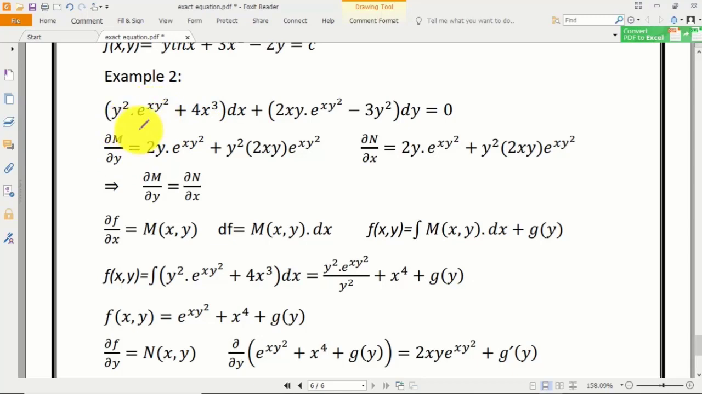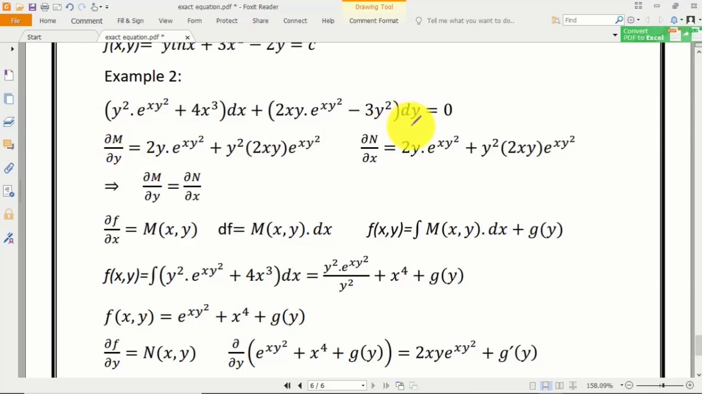Here we have the derivative of these functions equal to 2y times e to the xy squared, plus the derivative of the second function multiplied by the first function. The derivative of e to the xy squared would be 2xy times e to the xy squared, and eventually I multiply it by x squared. In addition, the derivative of 4x cubed with respect to y will be 0.